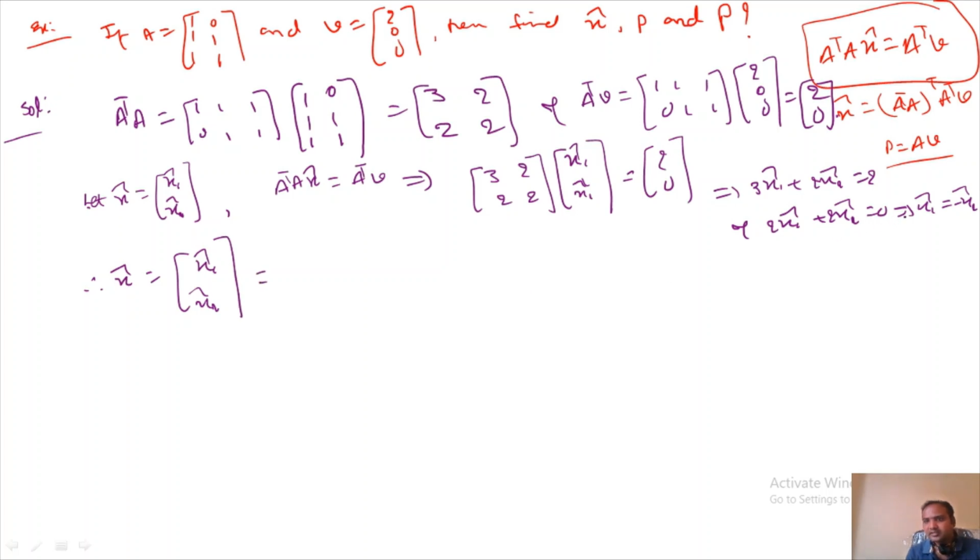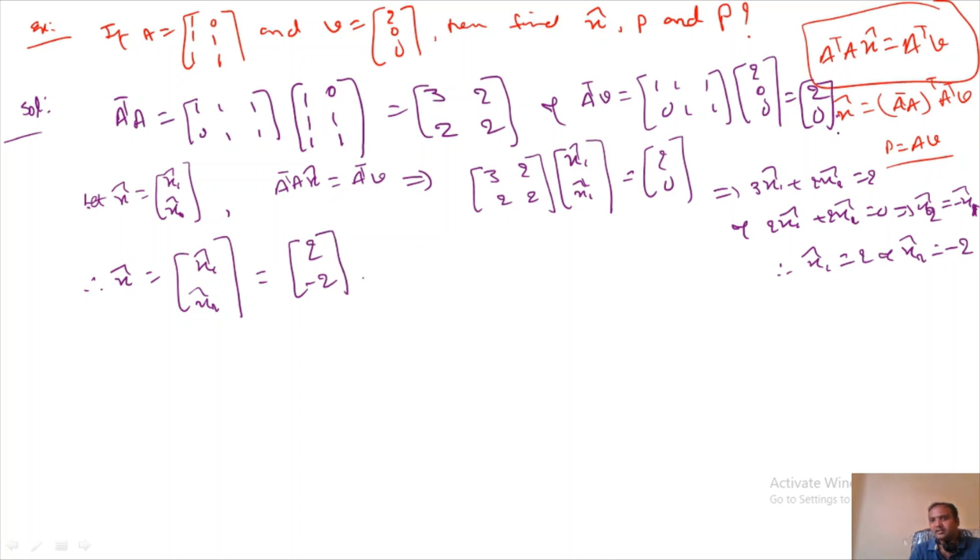What will we get? x1 equal to minus x2. If we substitute here, if x1 equals minus x2, that means x2 equal to minus 2, and x1 equal to 2. Is it correct? Suppose we substitute x2 equal to x1, then x1 equal to 2. So x1 hat equal to 2 and x2 hat equal to minus 2. This one we are getting.